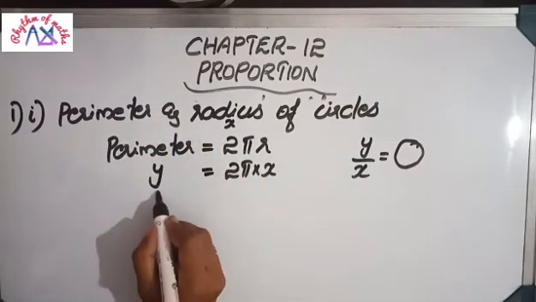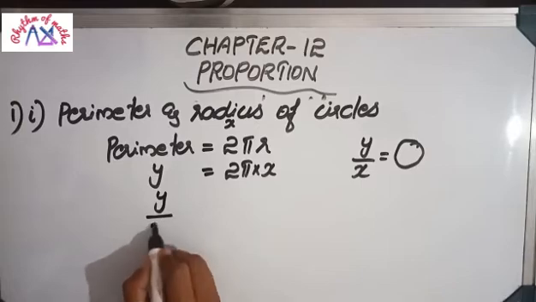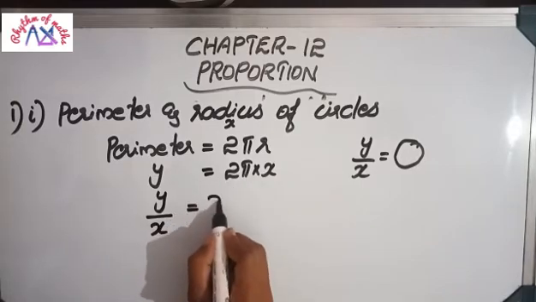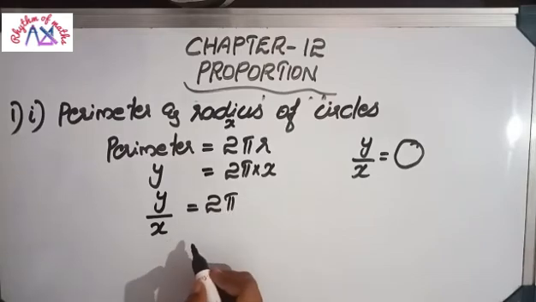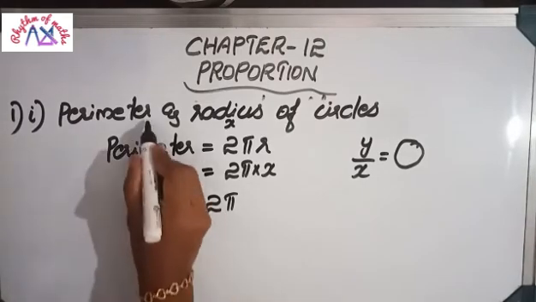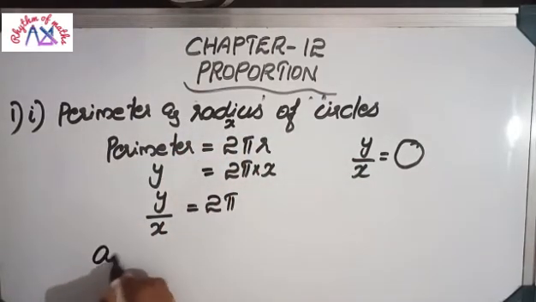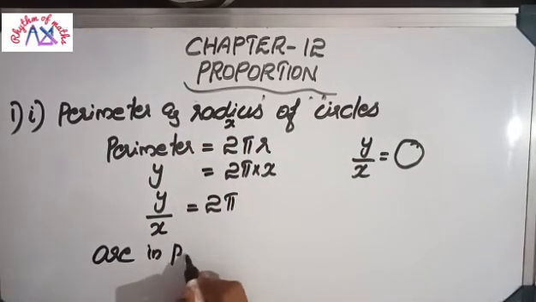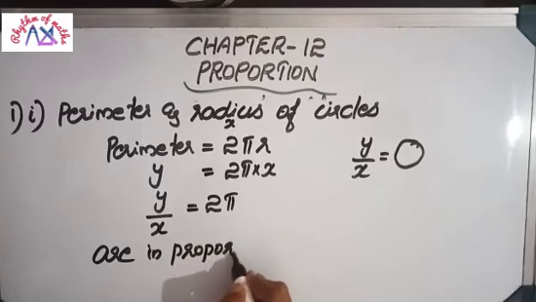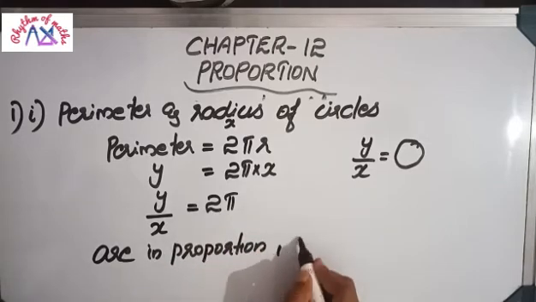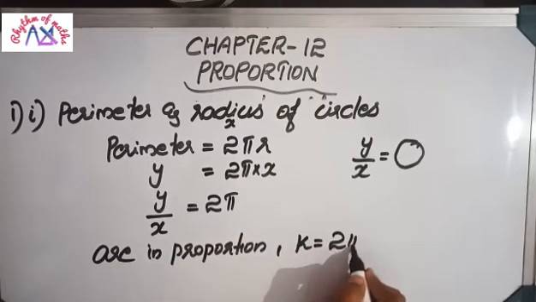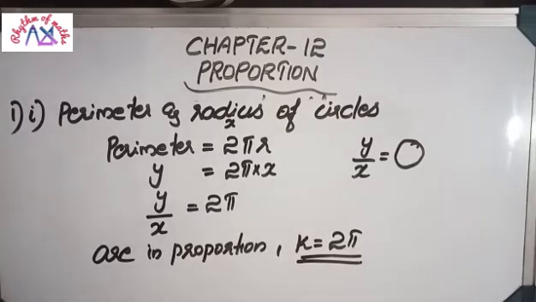So here perimeter is y, take this x to this side. So y by x equals 2 pi. 2 pi is a fixed value, because pi is a fixed number, 3.14. So the perimeter and radius of circle are in proportion. And what is the constant of proportionality here? The proportional constant k equals 2 pi. This is the first sub question answer.